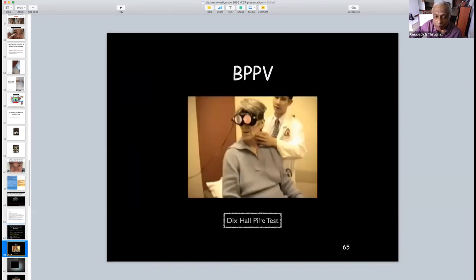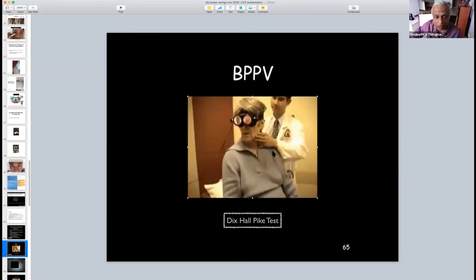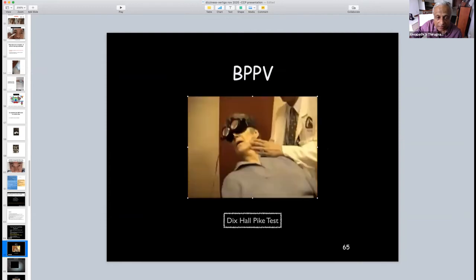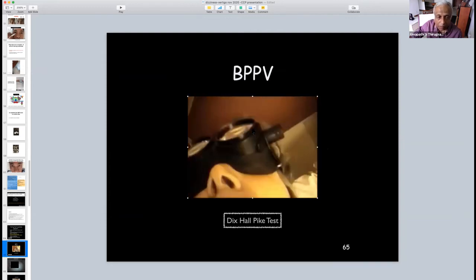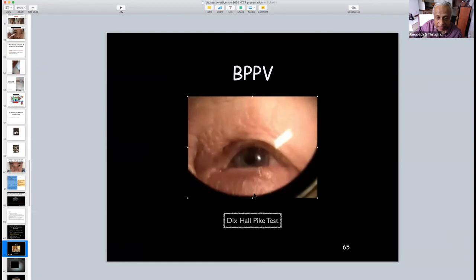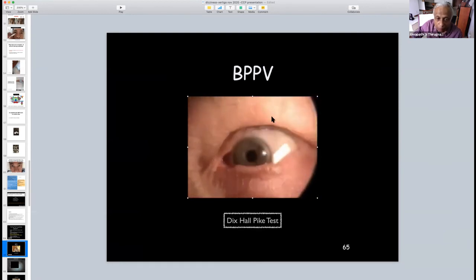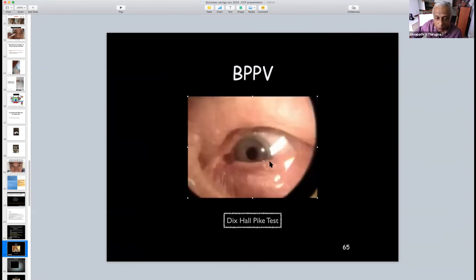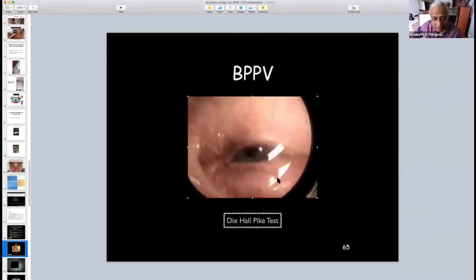And how do you diagnose BPPV? You do the Dix-Hallpike test, as this doctor is trying to do. You don't need these expensive frontal glasses to do it. But basically, when you do the Dix-Hallpike test, you get the classic upbeating, eyebrow beating nystagmus that comes on after a few minutes. Okay, that disappears after a few minutes.